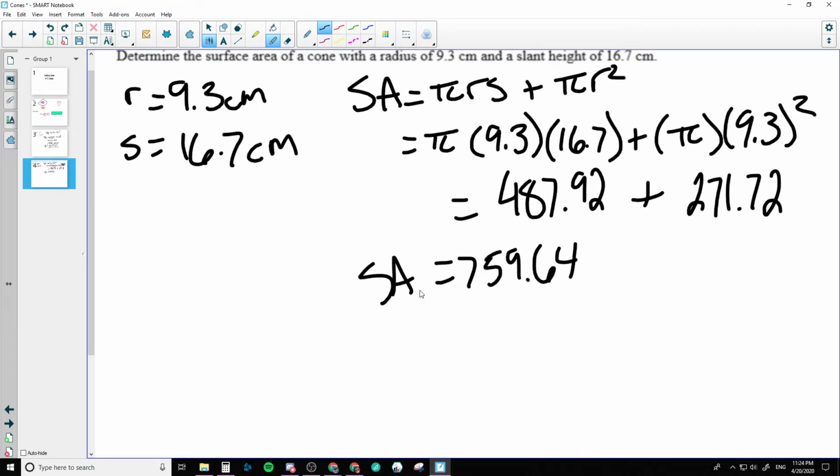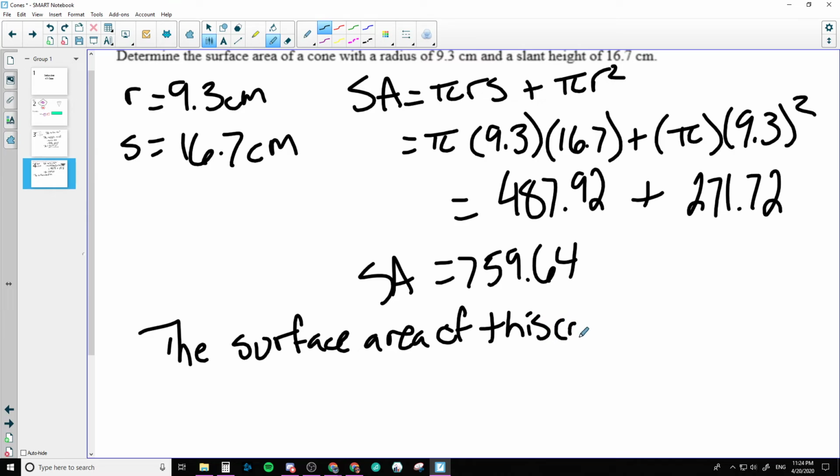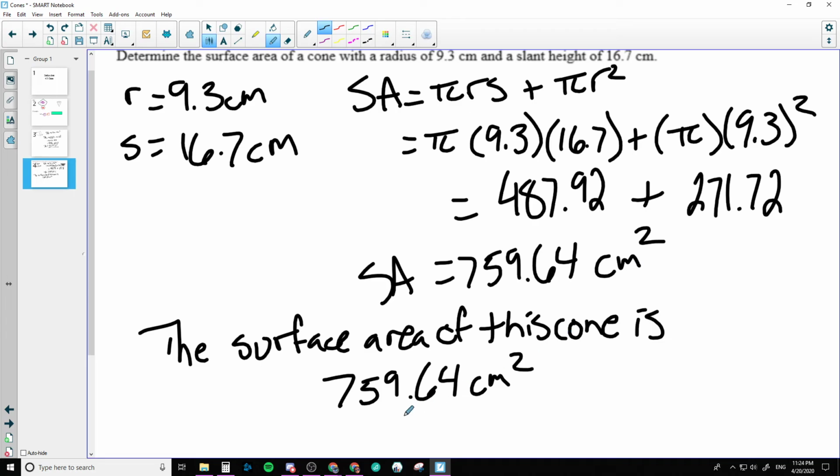And this is a word problem, so it needs a word answer. The surface area of this cone is 759.64 centimeters squared. Don't forget your units.